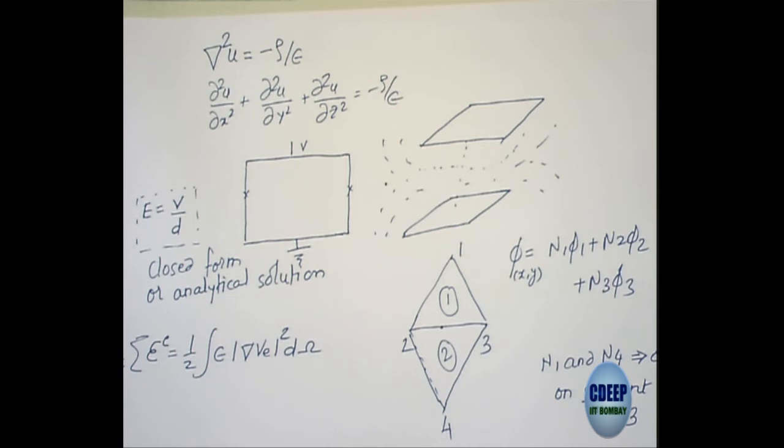So y here is nothing but what? In the capacitor problem, y is what? Potential. So here don't get confused, this y is the potential, because potential is the dependent variable.